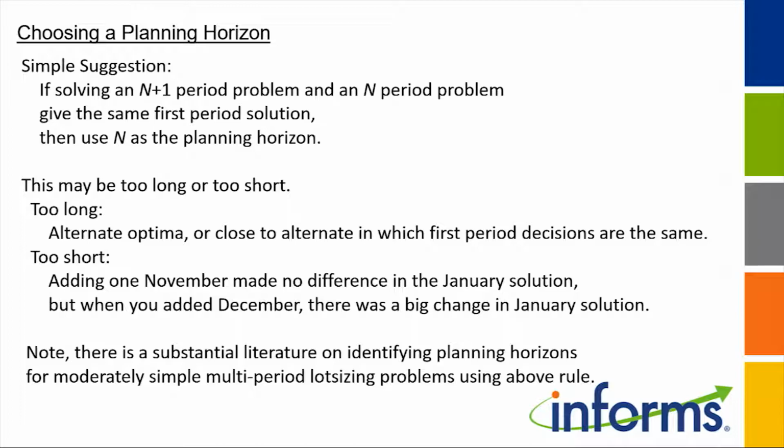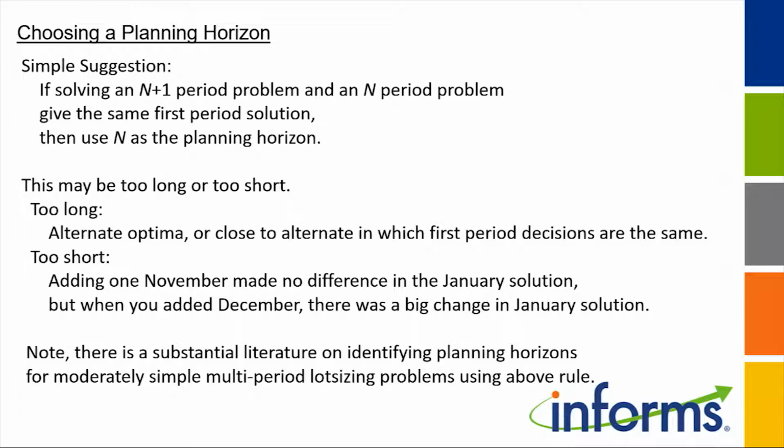And a way that that simple rule might be too long is that many of these models have integer variables in them. And what is a standard feature of the solutions to integer programs? They almost always have alternate optimal solutions. And so if you add another month on, it may be just because of computational steps that you got an alternate optimum, which is different in the first month. And so it doesn't make much difference.